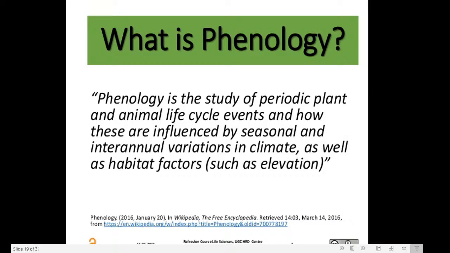That is called the study of animal and plant changes due to climate change and seasonal and interannual variations. All these things change their habitat factors.